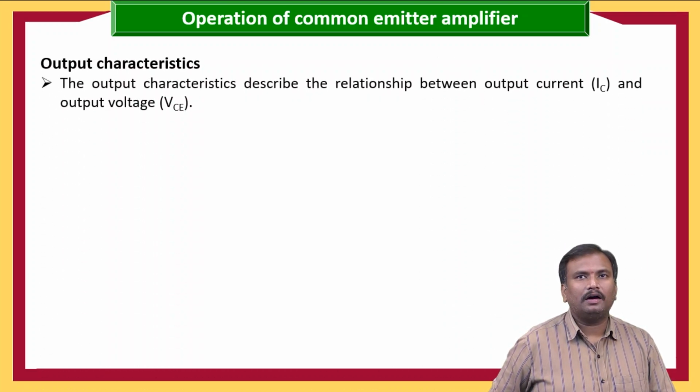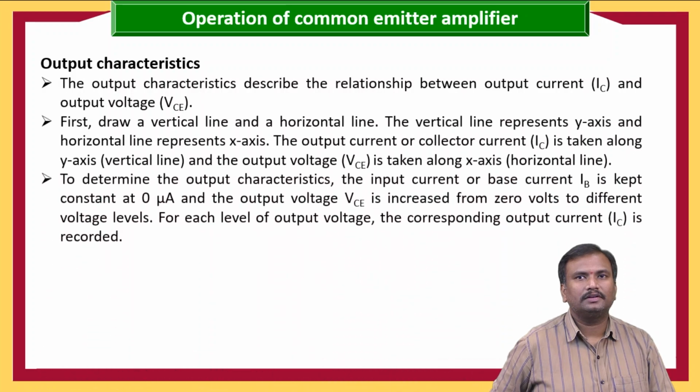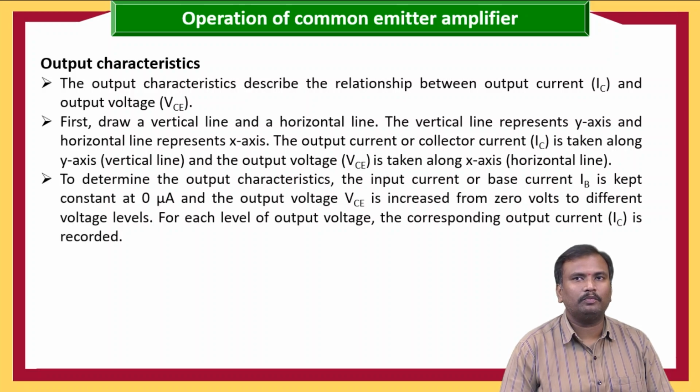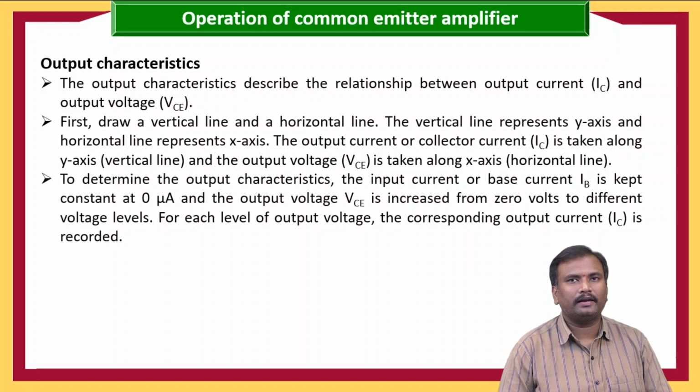Now we'll go with the output characteristics. The output characteristics is the relationship between the collector current and collector to emitter voltage, or that is output current versus output voltage. And here we need to draw the vertical line and horizontal line. The output current or collector current is taken along the y-axis and the output voltage is taken along the x-axis.